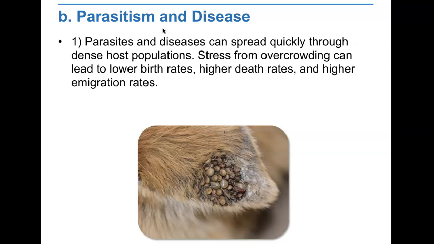When parasites and other disease-causing organisms feed, they weaken their hosts and cause stress or even death to the host. Parasitism and disease are density-dependent limiting factors because the more dense the host population is, the more easily parasites can spread from one host to another.